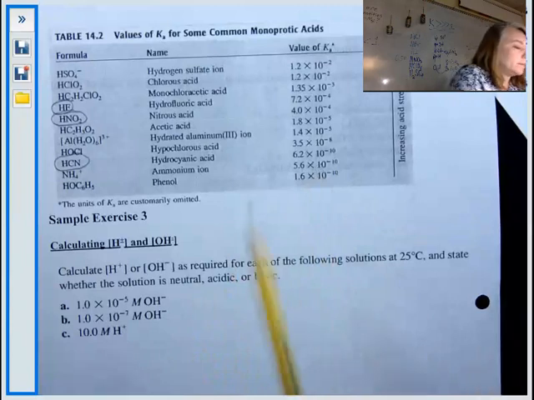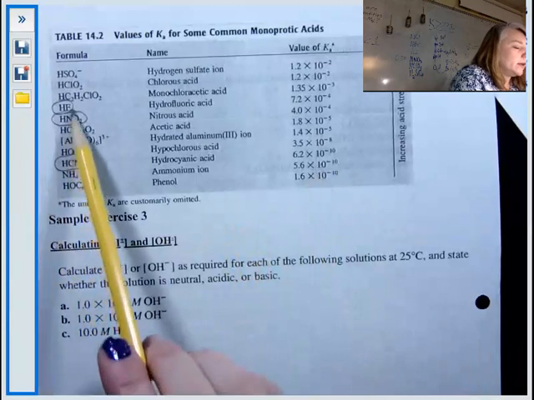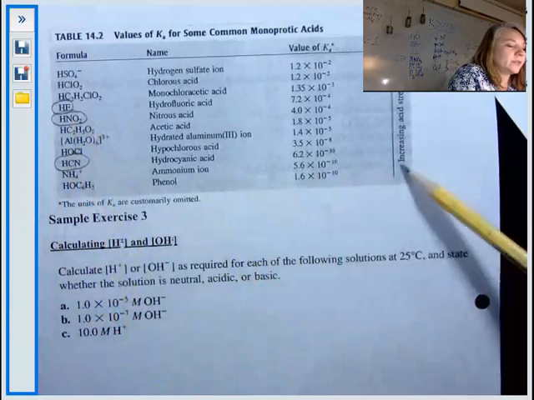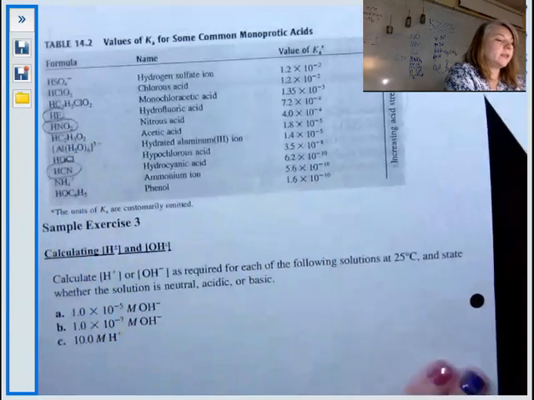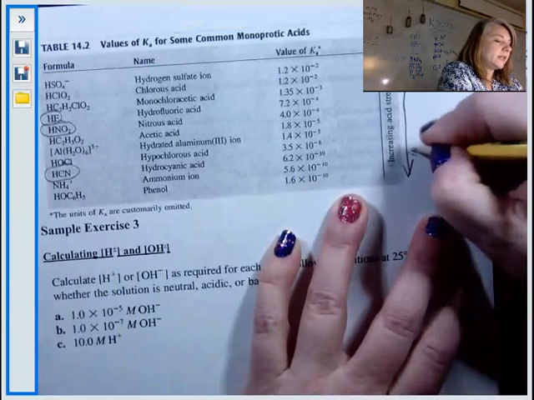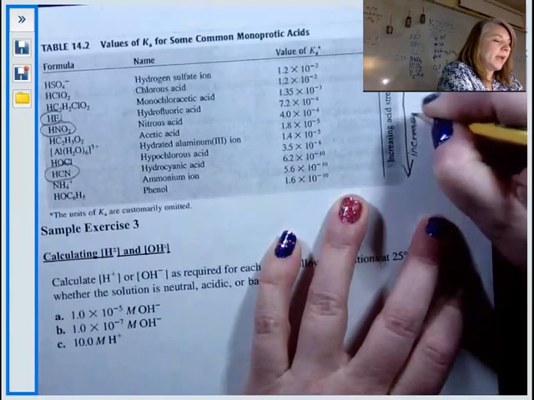Okay, Jamari? Okay, good. All right, so basically you're just going back up the chart, okay? And notice over here on the side it says increasing acid strength. If you wanted to do this like this, this would be increasing base strength.